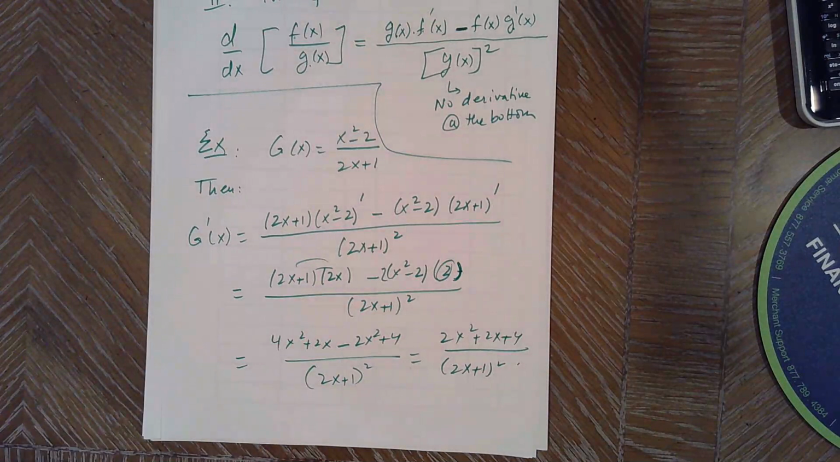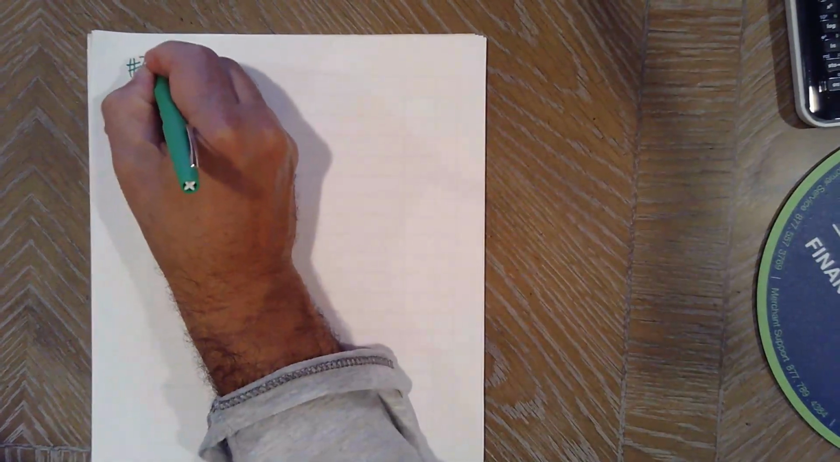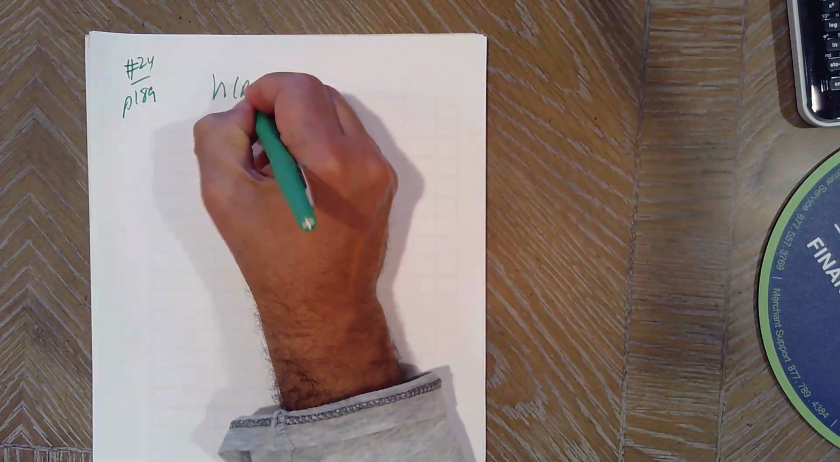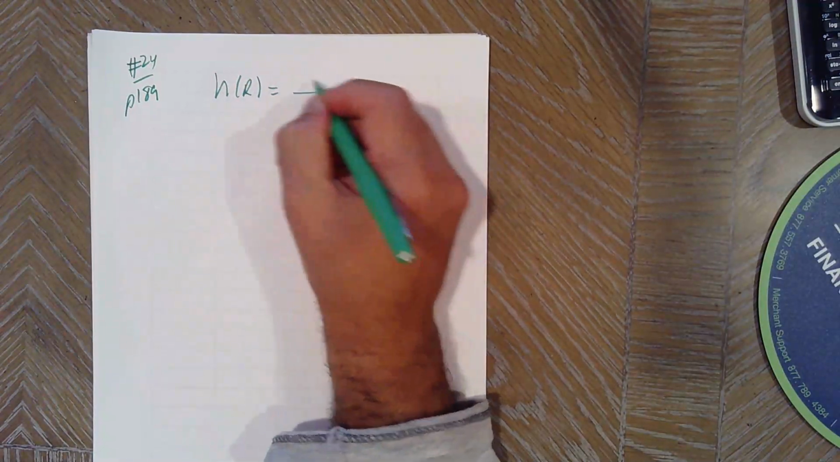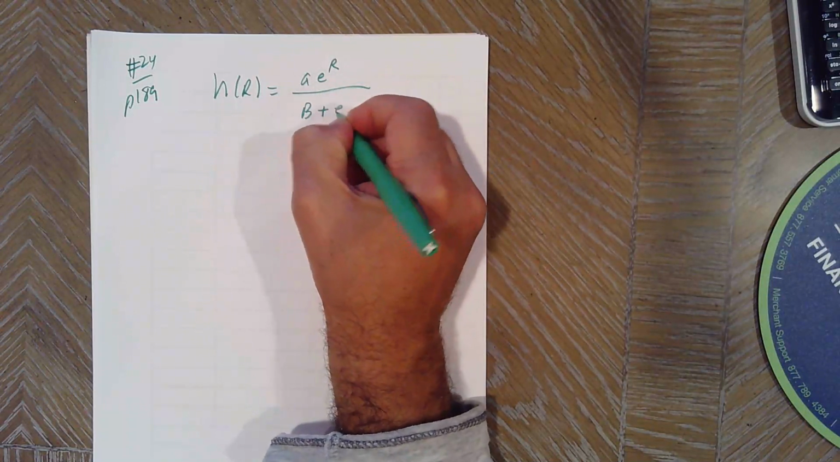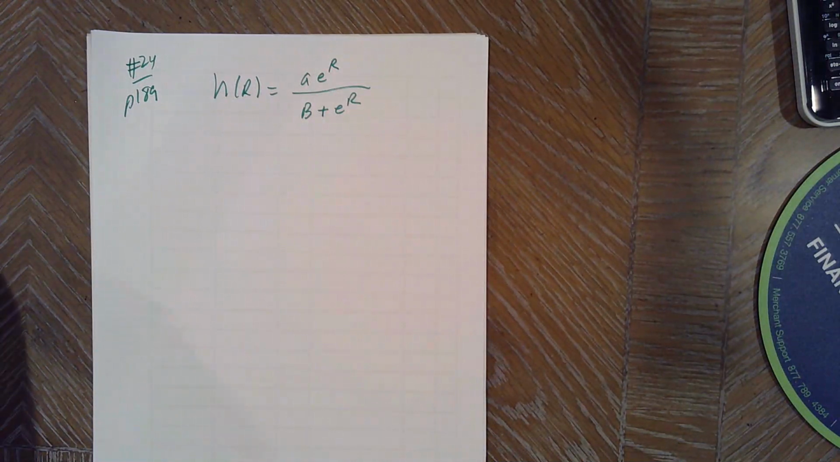So that's number 24, page 189. H of r equals a e to the r over e plus e to the r. Well, it says differentiate.